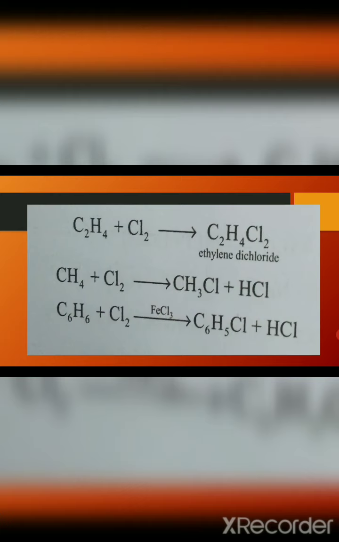These are all known as addition compounds because the two reactants combine together and form the product. The next, methane plus chlorine gives methyl chloride plus HCl, and then benzene plus chlorine in the presence of FeCl3 gives chlorobenzene, that is C6H5Cl, plus HCl.